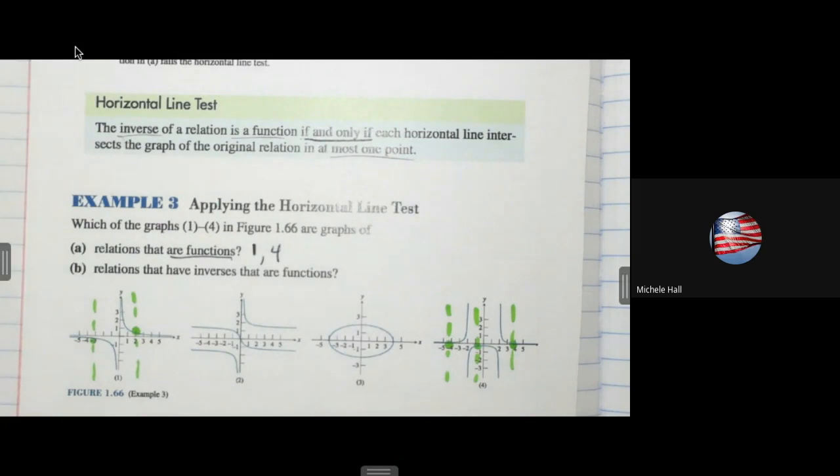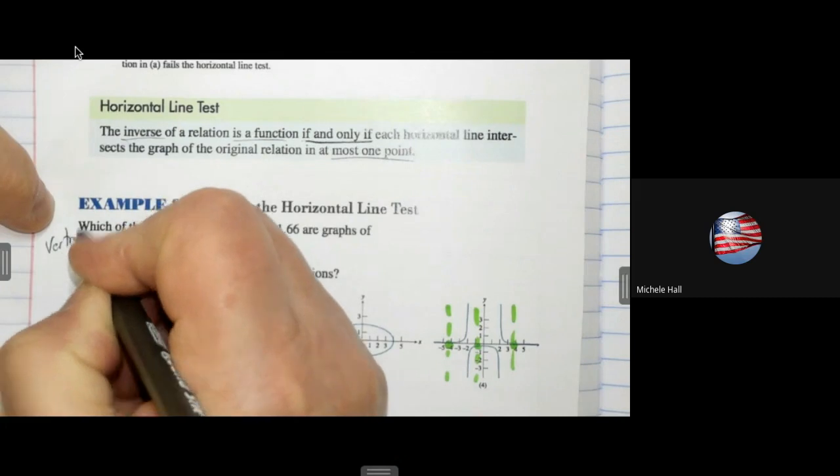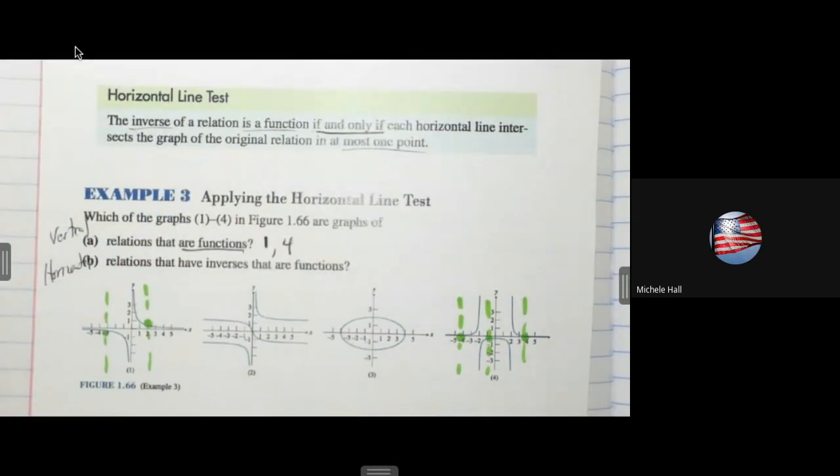Now we want to know relations that have inverses that are functions. So now we want to use the horizontal line test. So this one's the vertical line, and this one's the horizontal. Which ones are going to have inverses?